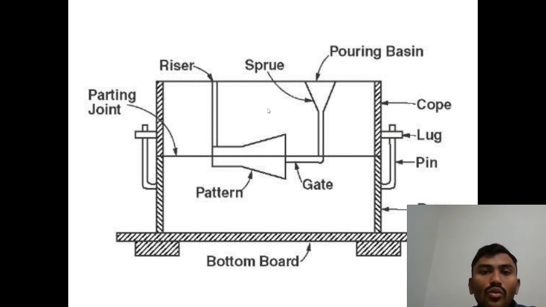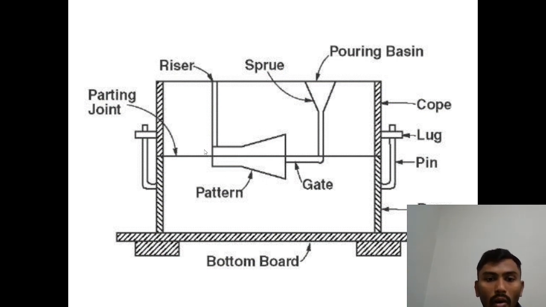In the cope box, we have the sprue, that is the main one. In this one only we have the pouring basin. In this, our molten metal will be poured. After that, the riser takes up any excess molten metal. Extra molten metal we are pouring, since you don't know exactly how much is needed. That's why the extra will rise in the riser. The extra amount of molten metal, when it passes through, comes out through the riser.